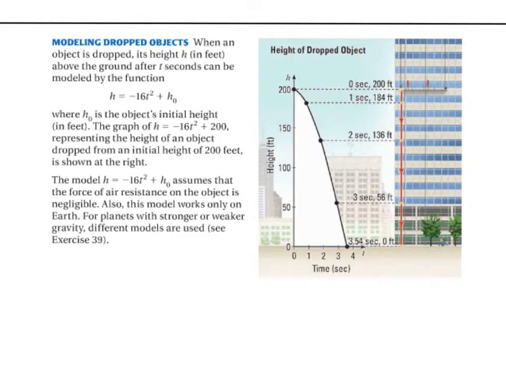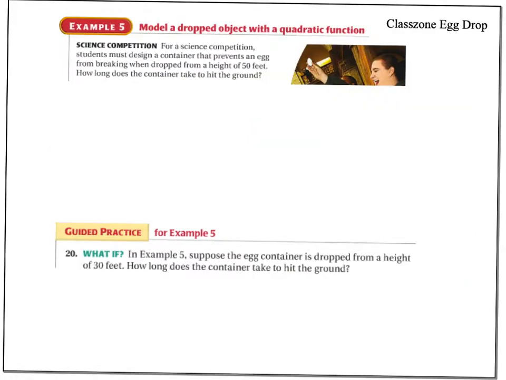And so if you are encountering a problem where an object is dropped, you immediately need to know that you need to go and pick out this equation to solve for the height after a certain amount of time. Here is an example that will use the vertical motion model. It's a science competition, and students have to design a container that prevents an egg from breaking when dropped from a height of 50 feet. So perhaps you're on top of a building and you want to let this egg go, and you want to know how long does it take the container to hit the ground.